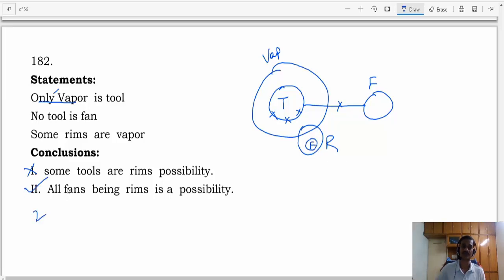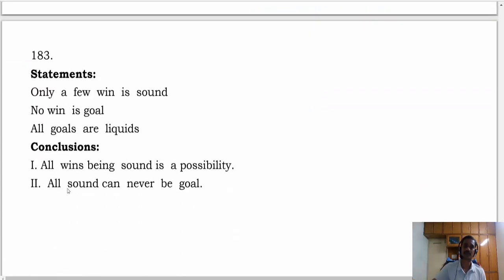Only 2 follows, choice 2. Done. 180. Then 183, only a few winds are sound. Only some winds are sound. Winds and sound, only few winds are sound, only some winds but not all.